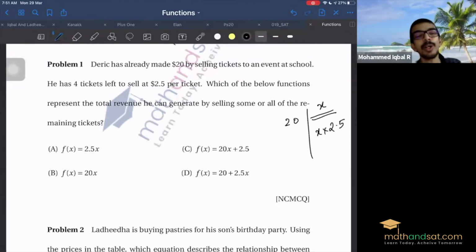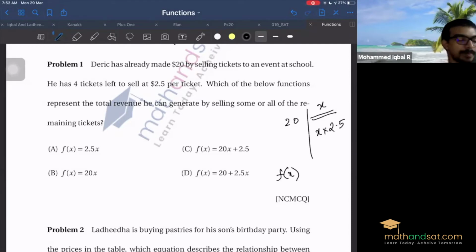Apart from the $20 he already has, if he sells X number of tickets, he is going to generate an additional revenue of 2.5 times X. So your revenue, f of X, can be represented as 20 plus 2.5 times X.